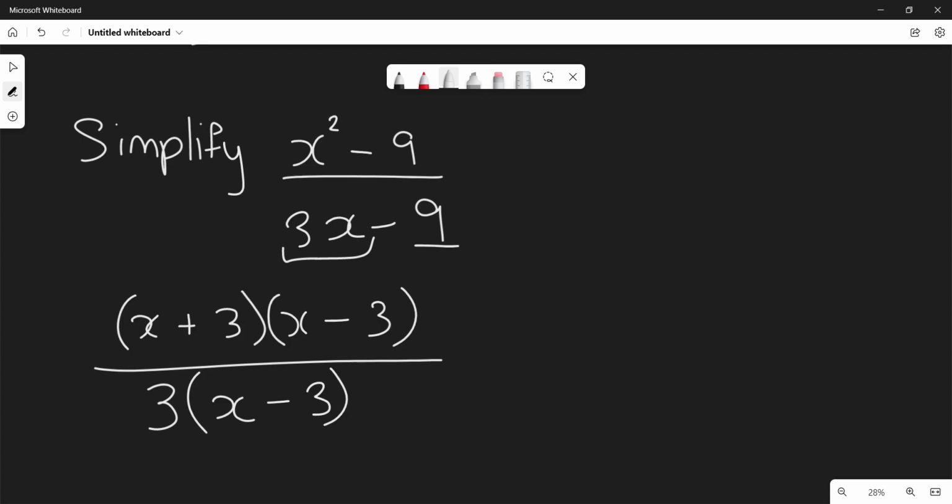If you realize, we can now cancel terms because they are multiplied by each other, right? So the x minus 3 will cancel with the x minus 3, and we'll have x plus 3 all over 3. Now you may be wondering why this 3 can't cancel with this 3. It cannot cancel because the 3 in the numerator is added to the x, and we can only cancel or reduce when we are multiplying.